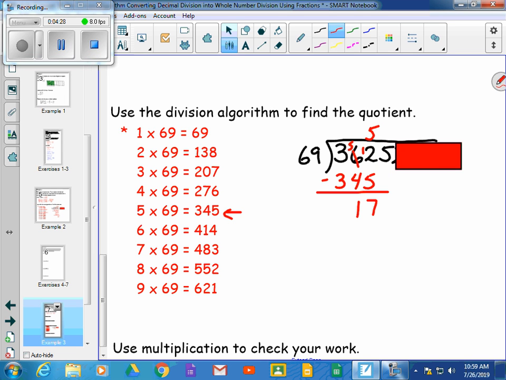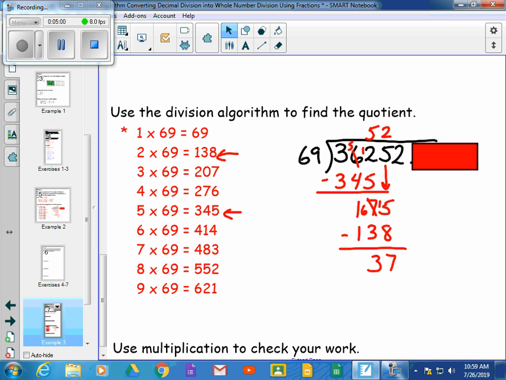Reveal the next digit. It's a 5. Now I'm looking for a multiple that's close but not over 175. Looks like it's 138. That tells me it goes in there twice. 2 times 69 is 138, and subtract. 37 is less than 69, so again I'm okay. Bring down the next digit.